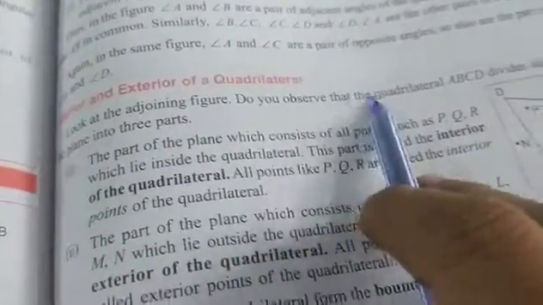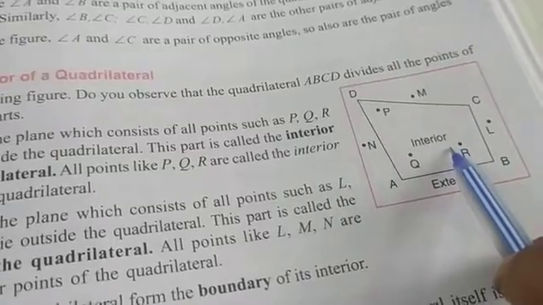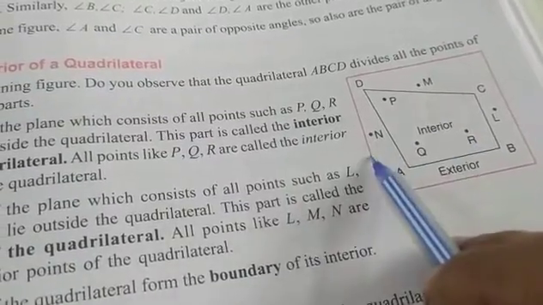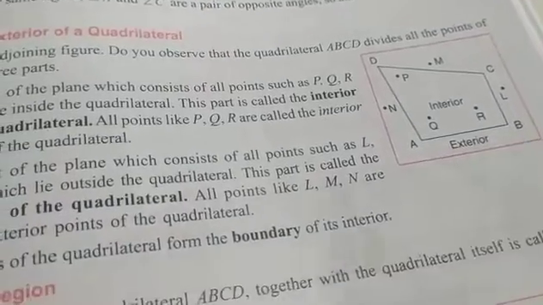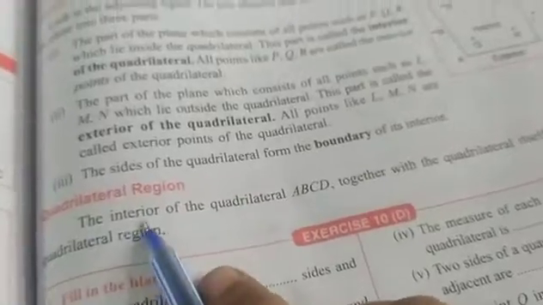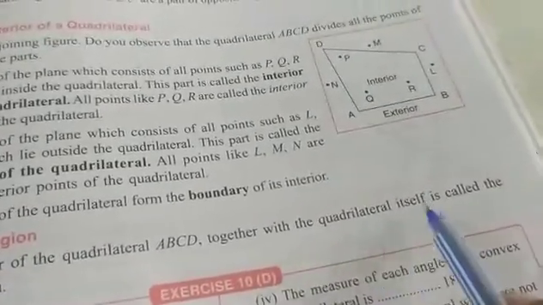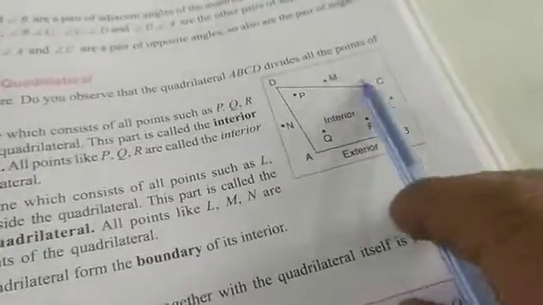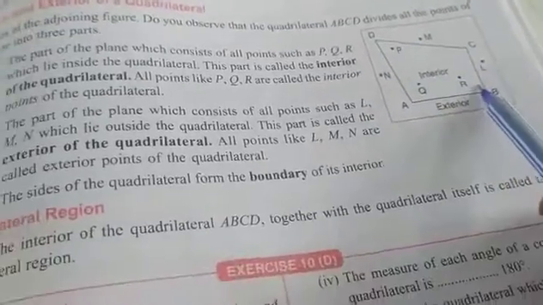Now interior and exterior. If any point is in the quadrilateral, then it is an interior point. If some points are outside the quadrilateral, then they are known as exterior points. Quadrilateral region: the interior of the quadrilateral ABCD together with the quadrilateral is called the quadrilateral region. So this, along with the quadrilateral, is known as the quadrilateral region.